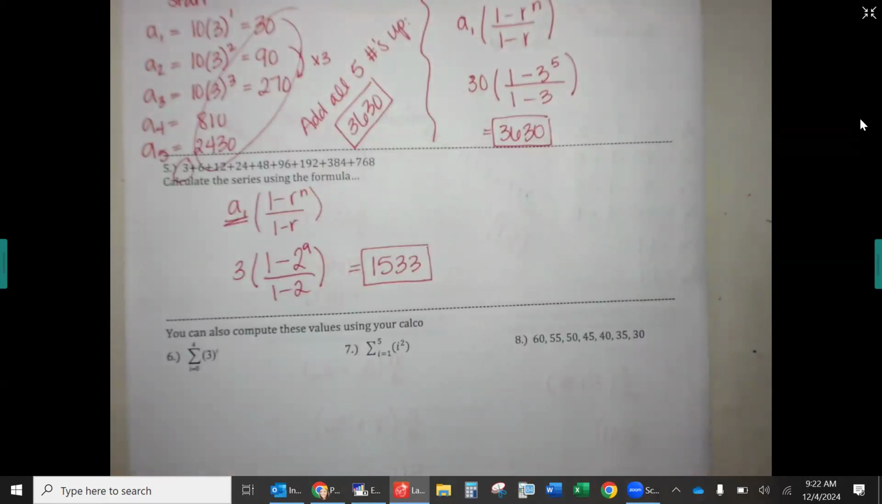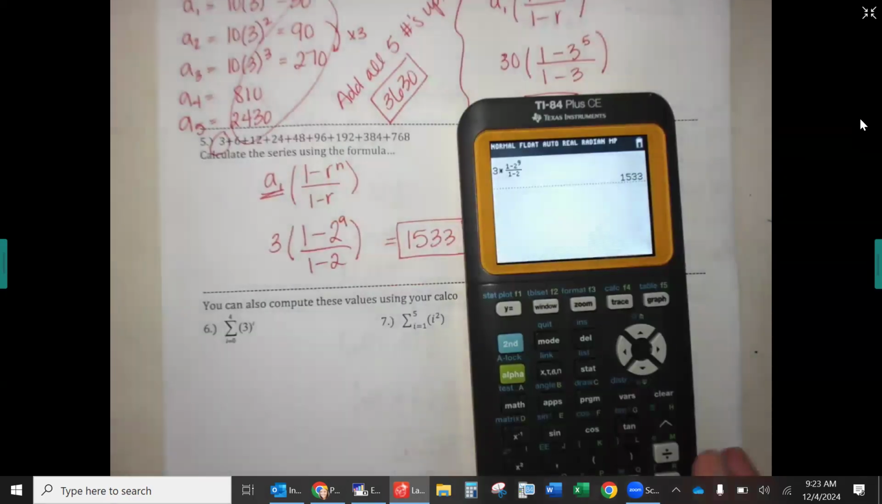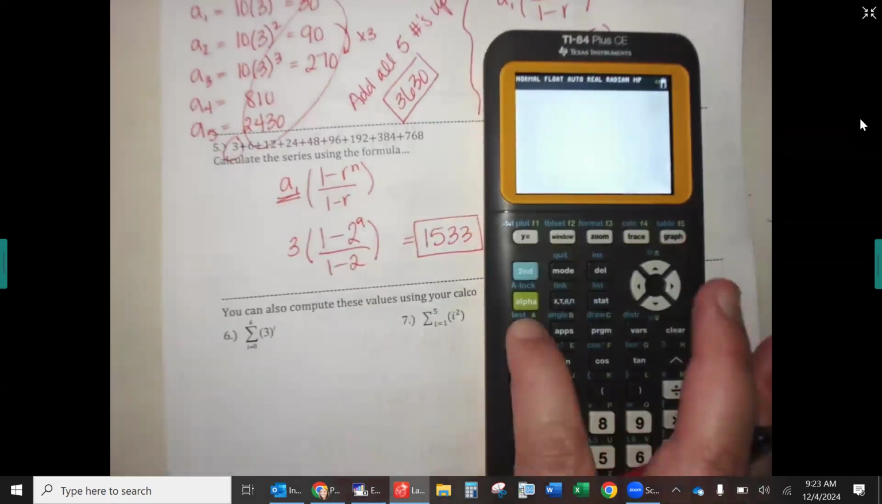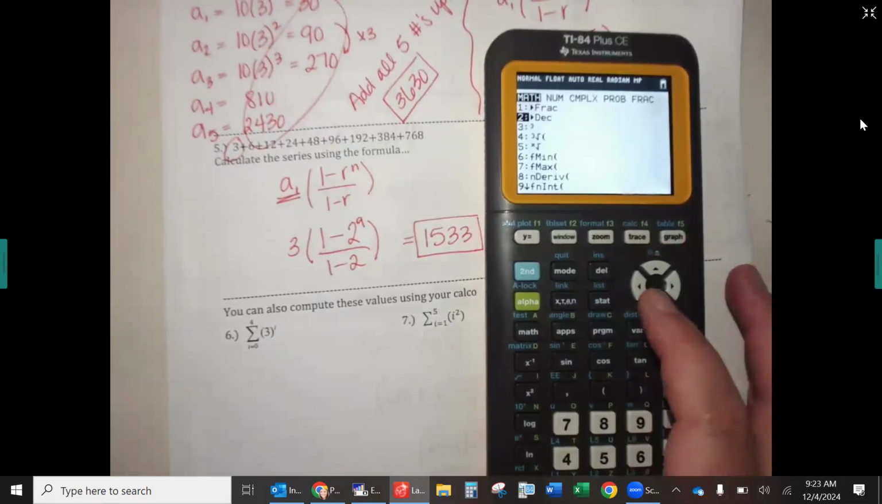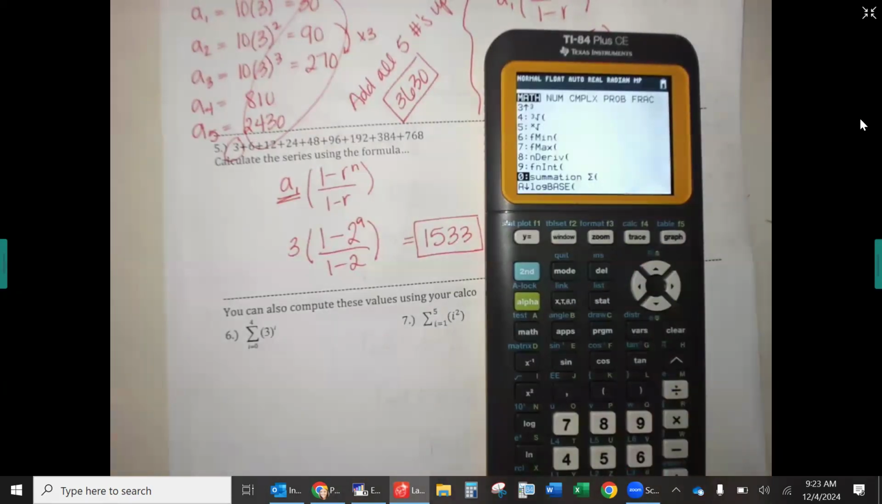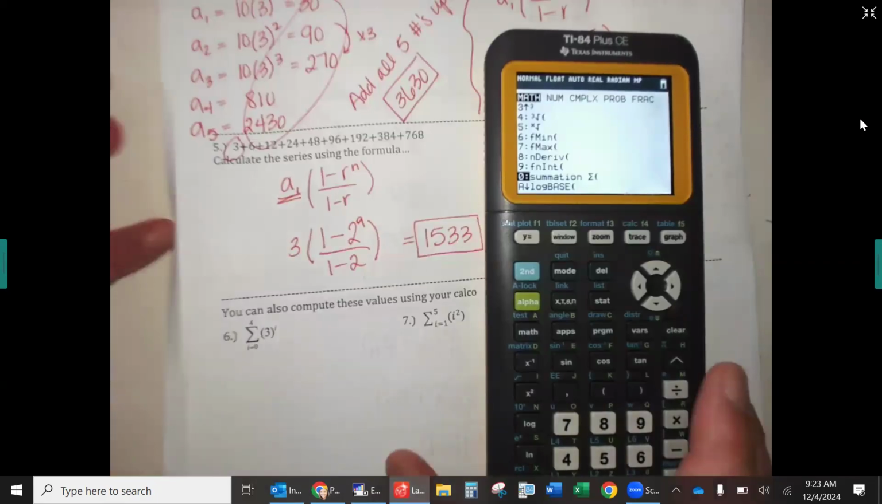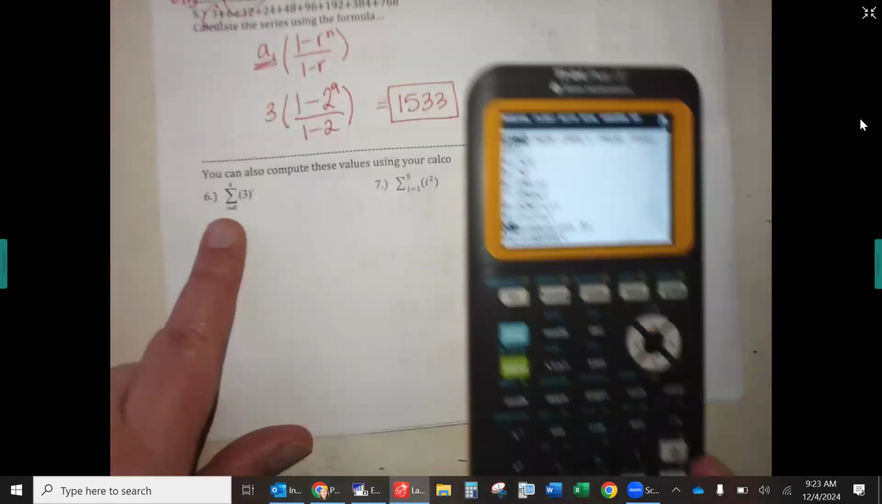Last little thing on this page that I want to show you is that although I am showing you these formulas, guess what? There's already a button for it in the calculator. So if you will please push the math button. And then I want you to scroll down until you see that weird little E symbol. It should say summation and then the weird little E. Okay, it's option 0.